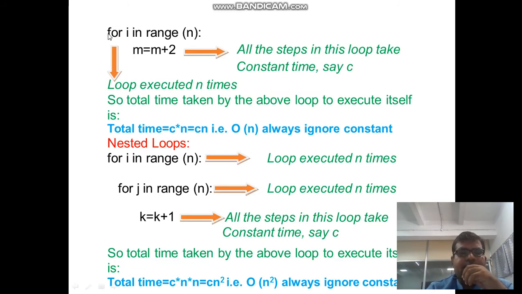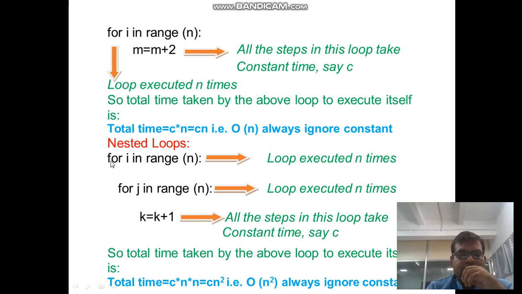Then how do we measure the efficiency of an algorithm when our program has a loop statement? Suppose this is the program: for i in range n, m is equal to m plus 2. So we know that this is the body statement of this loop. This statement is repeating n times, and this statement always takes a constant time, suppose C. So the total time taken to execute this program is C into n, Cn. Here C is a constant, we ignore the constant, so only n remains. So for this 2-line program, the efficiency of the algorithm is O(n).